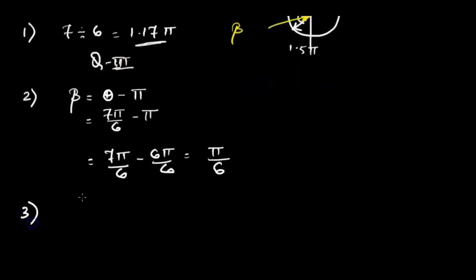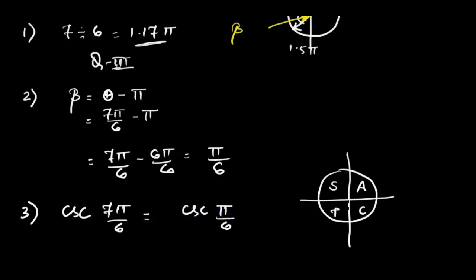Step number 3 is to rewrite the given question in terms of the related acute angle. Cosecant 7 pi by 6 can be written as cosecant pi by 6. As we are in the third quadrant, tan values are positive, and cosecant is the reciprocal of the sine value, which is going to be negative. So cosecant 7 pi by 6 would be equal to negative cosecant pi by 6.